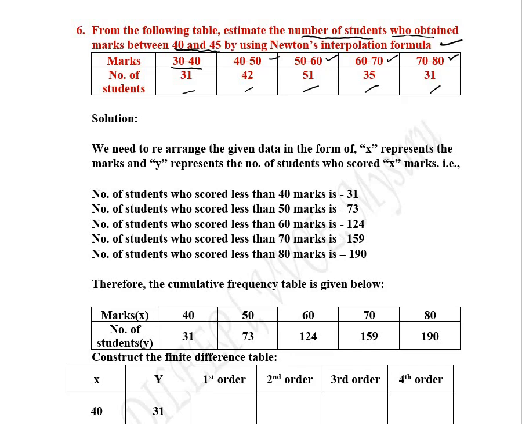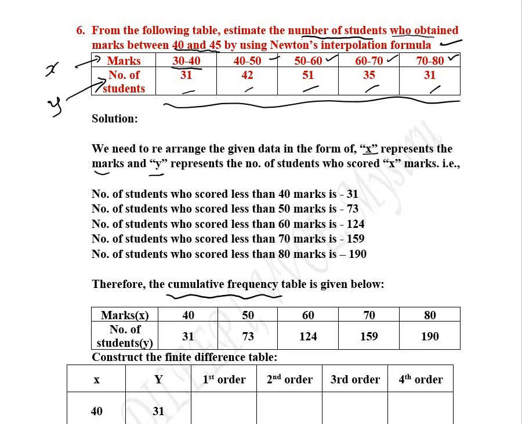Now, the procedure is, first we need to rearrange the given data. We are going to represent the marks as X. So here X represents the marks and Y represents the number of students. To solve the problem, we can't solve it using the given data directly. First, we need to rearrange the given data in the form of cumulative frequency. So observe the statement here.